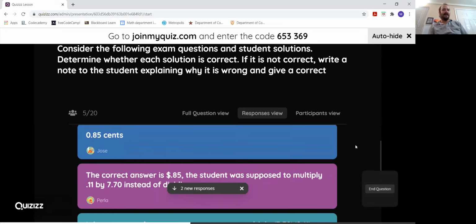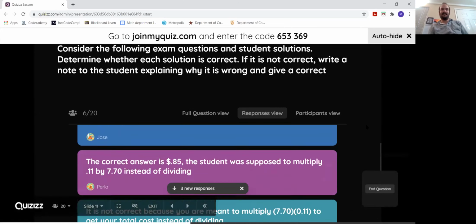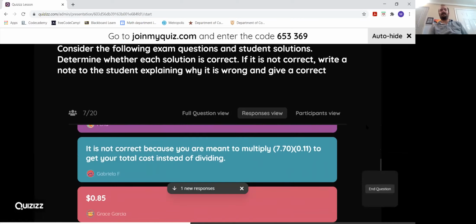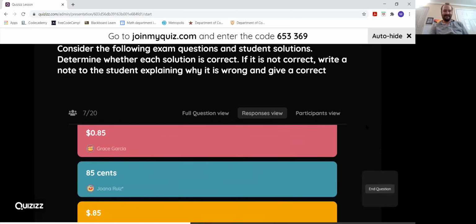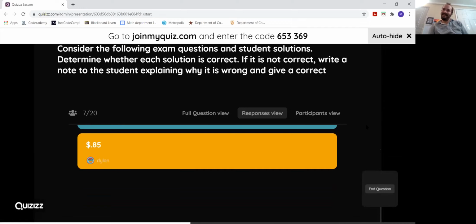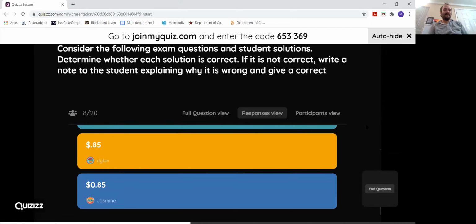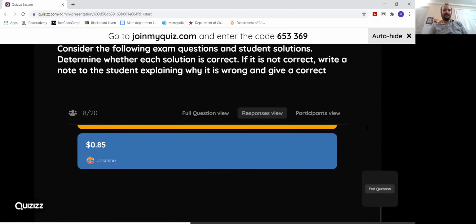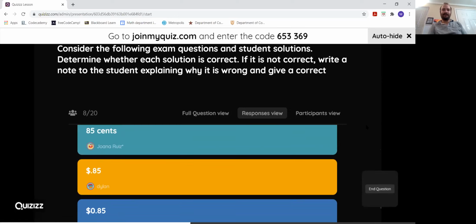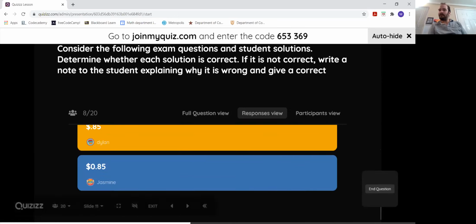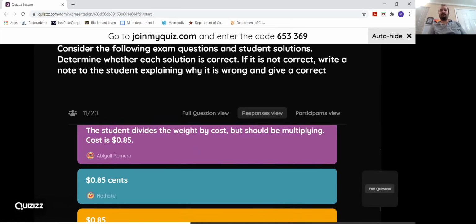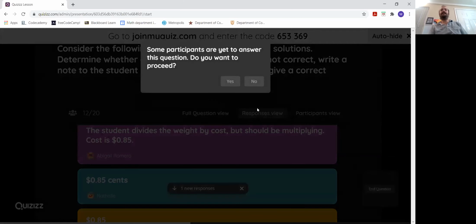Right? If you combine those, that means a fraction of a cent. That's not good. There's a story. Some place was selling burgers or something for 0.01 of a cent. So they should be multiplying instead of dividing. You multiply the two, you get 85 cents.